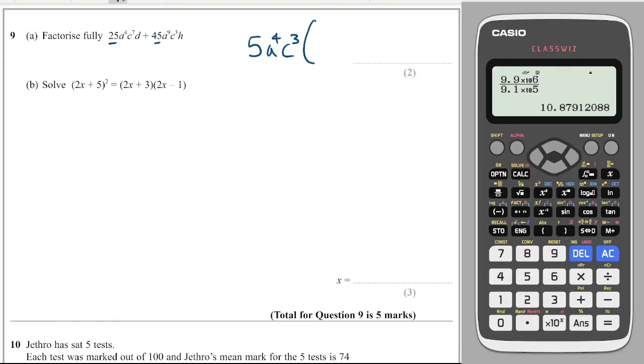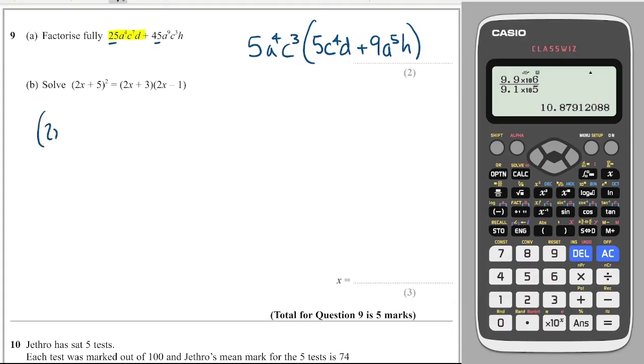So let's look at this first term. I'm going to highlight it yellow. I'm going to need 5 times 5 makes 25. I've already got my a's sorted. C, I need another 4 to make 7, and I need a d there. And here, plus 9 multiplied by 5 is 45. A to the 5 to make a to the 9. C's are sorted, and I need a h.